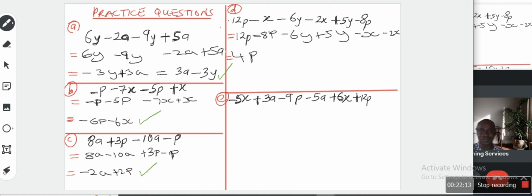Minus 6y plus 5y. No, this is minus 6 plus 5. Minus y. Excellent. So minus 6y plus 5y, you owe 6, you have 5, you will still be owing 1. You know, this minus 1y, you could have just written minus y, it is the same thing, isn't it?